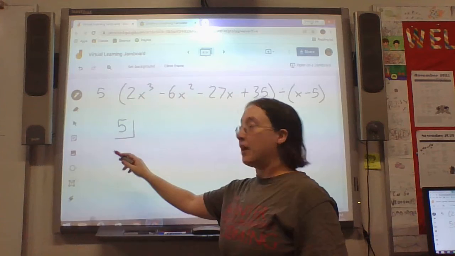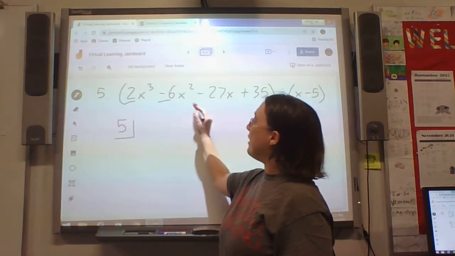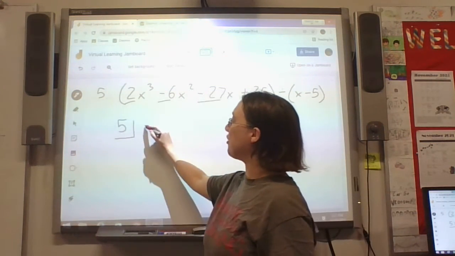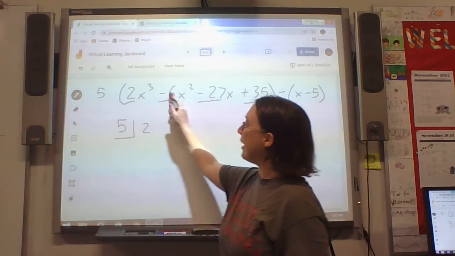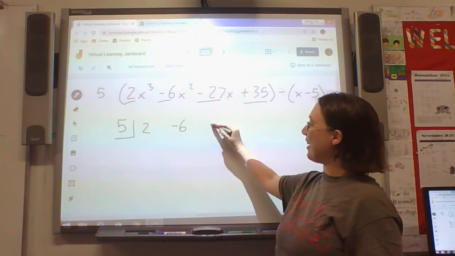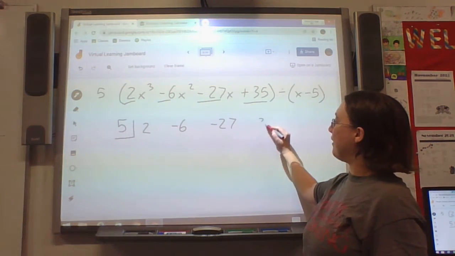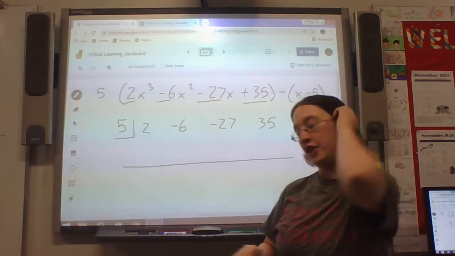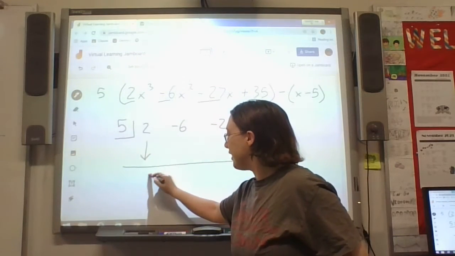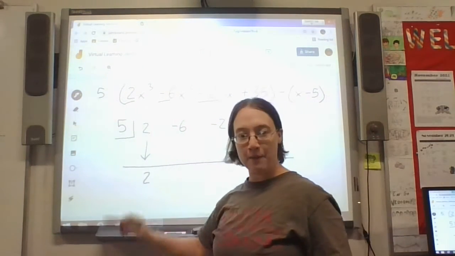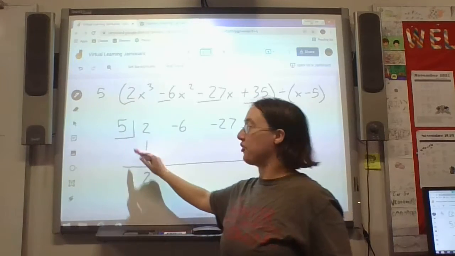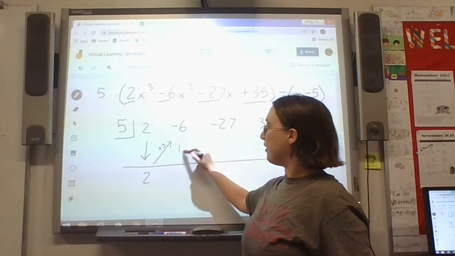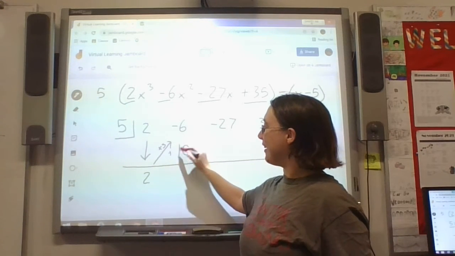And then on the outside, we've got our coefficients here. So we've got this 2, this negative 6, negative 27, and 35. And just watch out for those negatives. We just need to not lose those. So we got a 2, a negative 6, a negative 27, a positive 35. Right. And your first number comes down. And then we're multiplying, and remember, we're multiplying by whatever is inside our box here. So we're taking this 2 times 5, which gets you 10.